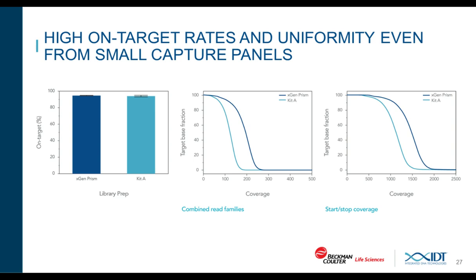On the y-axis is your target base fraction, and that's the percent of bases that get to at least that level of coverage. The graph farthest on the right compares coverage using start and stop. Here we demonstrate how efficient capture with high complexity libraries from xGen Prism leads to higher coverage. Efficient captures have high on target rates and uniformity, and all of this enables a better ability to call variants.